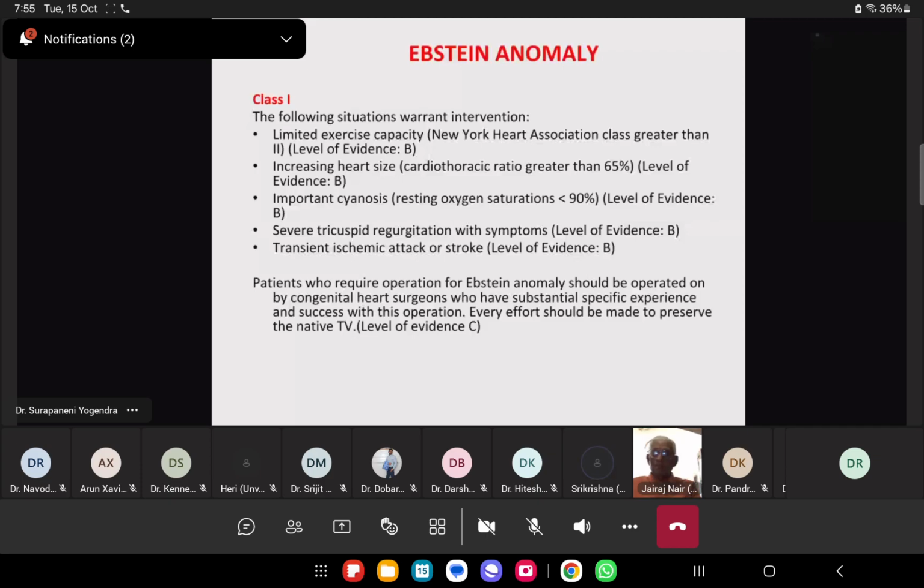Patients who require operation for Ebstein's anomaly should be operated on by congenital heart surgeons who have substantial specific experience and success with this operation. Every effort should be made to preserve the native tricuspid valve, level of evidence C.